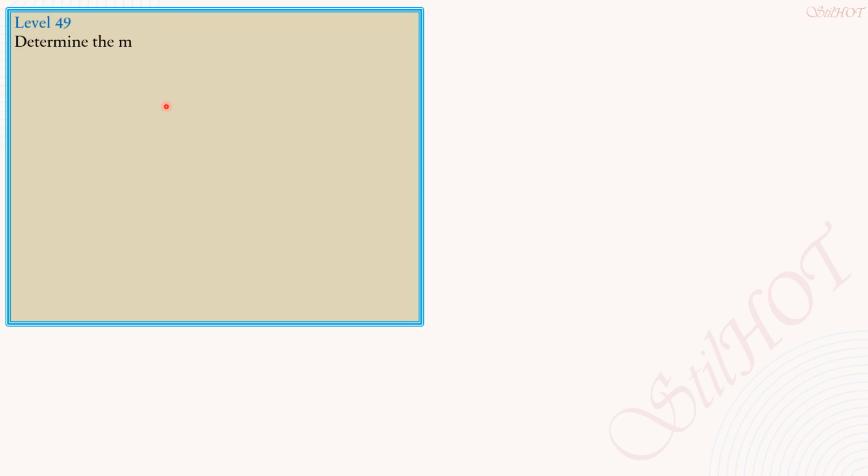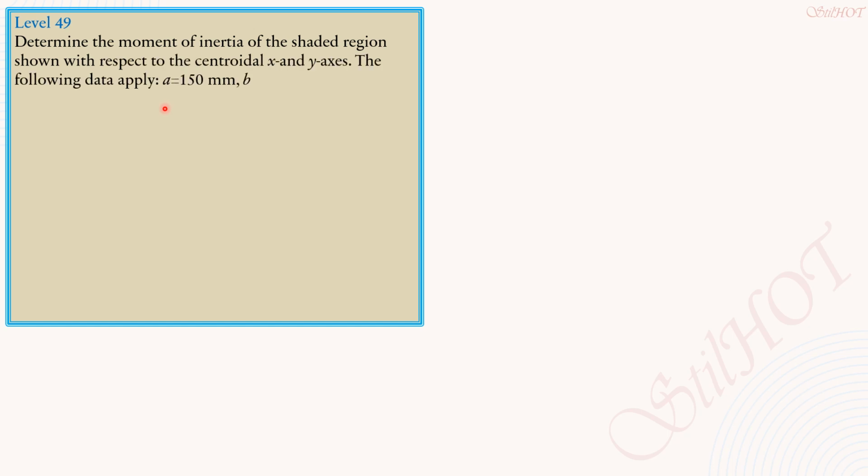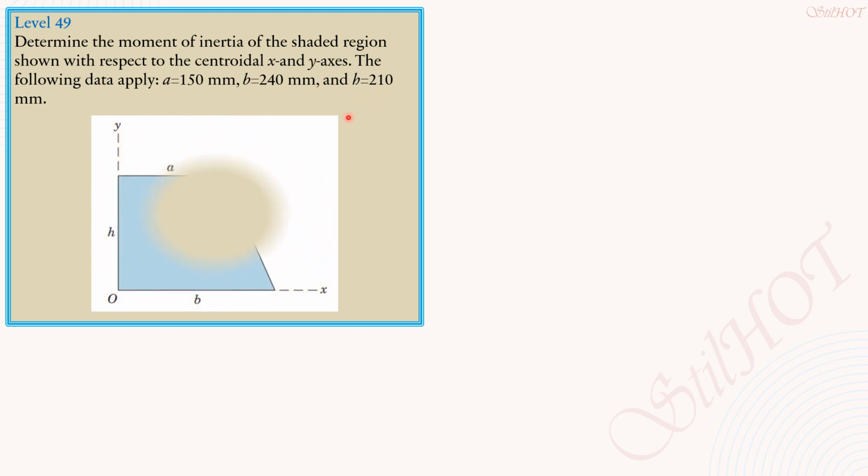Problem 49: determine the moment of inertia of the shaded region shown with respect to the centroidal x and y axis. The following data apply: A is 150 mm, B is 240 mm, and H is 210 mm. So here is the given figure. Let's divide this into rectangle and triangle. So for the solution, A is 150 mm, B is 240 mm, H is 210 mm.